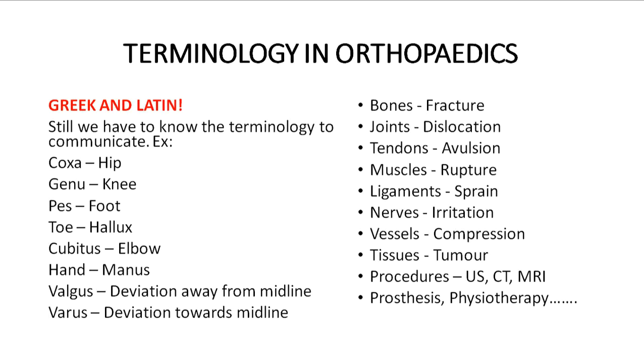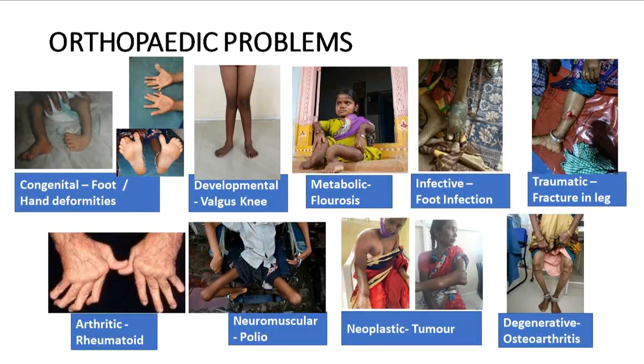So you should be knowing about the commonly affected structures along with the bones. We deal with the fractures, the growth of the bone, the joints, the dislocations, the movements of the joints, the tendons, the support they give for muscular activity, the avulsion injuries, the ruptures and tears in the muscles, the ligaments, the sprains, like ankle sprain. We also call it LS strain, lumbar sacral strain, and ankle sprain. Okay. So nerves, the irritation or nerve injuries, vessels, the compression or compromise, the tissues related to tumors, benign or malignant, and the procedures like ultrasound, CT scan, MRI. Okay, procedures, physiotherapy, we have to get across.